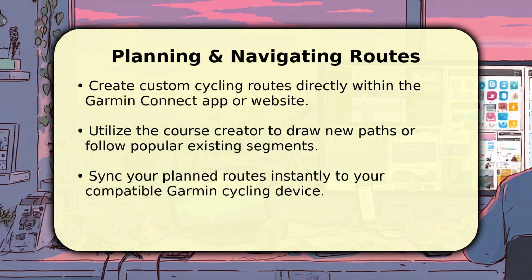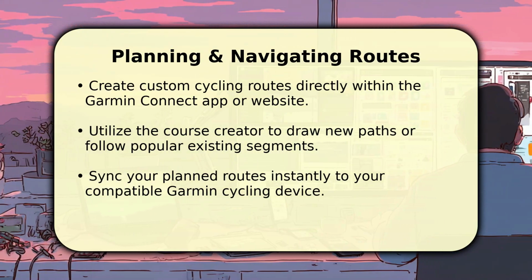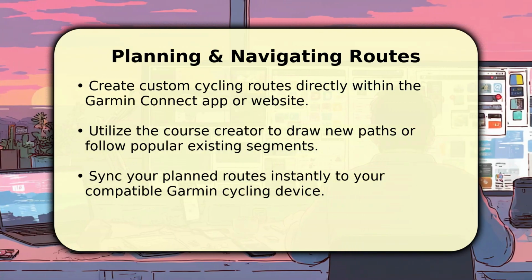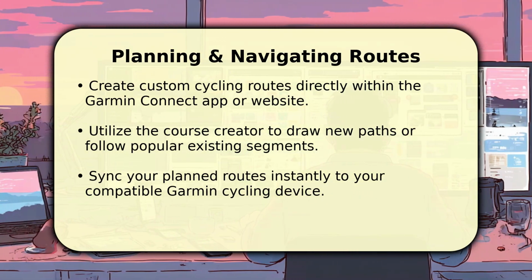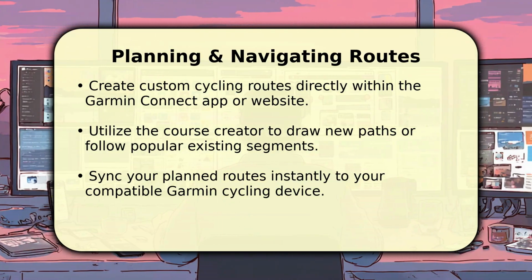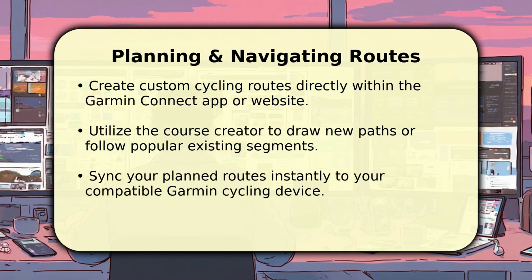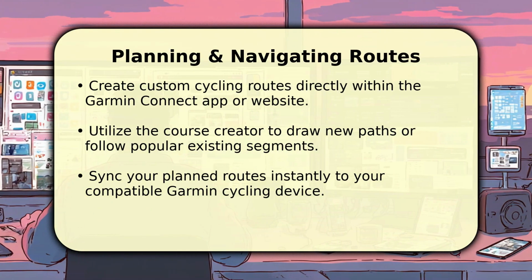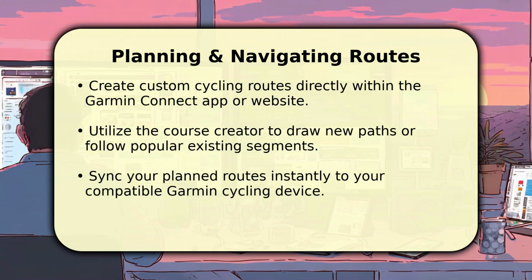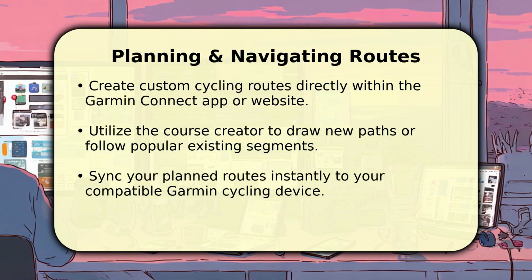Garmin Connect excels at helping you discover and plan your next cycling adventure. The integrated course creator allows you to effortlessly design new routes, whether you're exploring unfamiliar areas or sticking to tried-and-true paths. You can also browse countless user-generated routes and popular segments within your vicinity. Once your ideal route is chosen, simply sync it to your Garmin cycling computer. Your device will then provide precise, turn-by-turn navigation, ensuring you stay on track and never miss a turn.